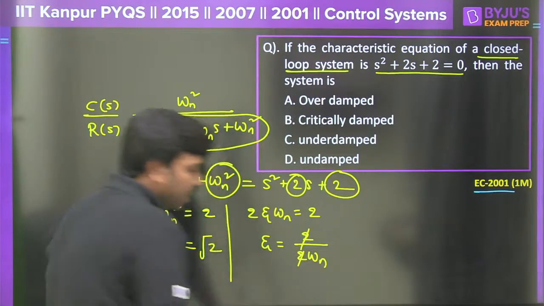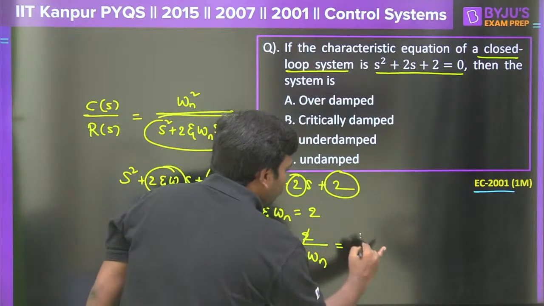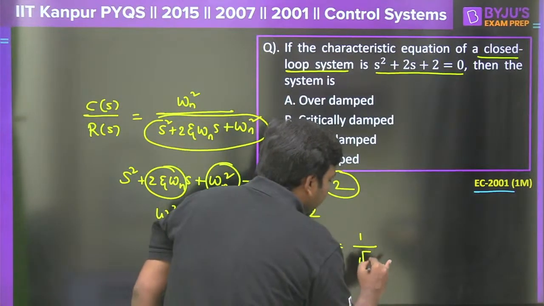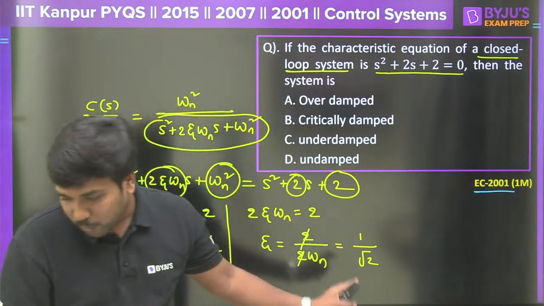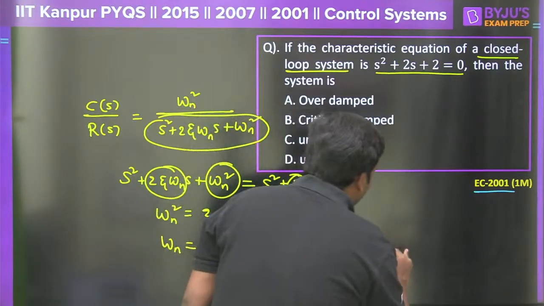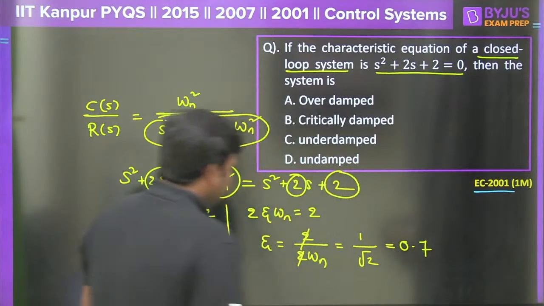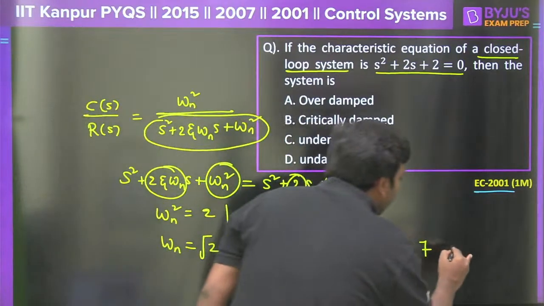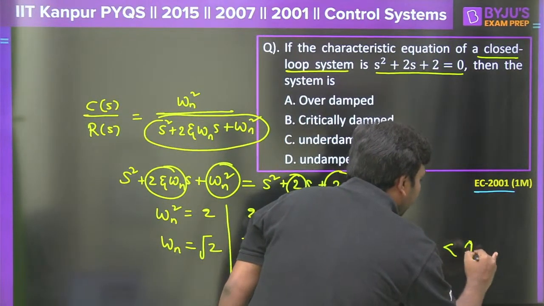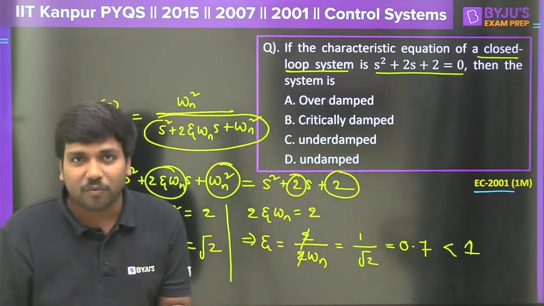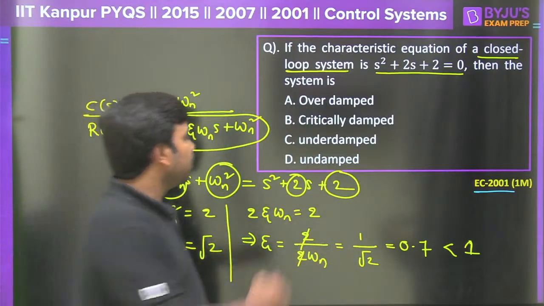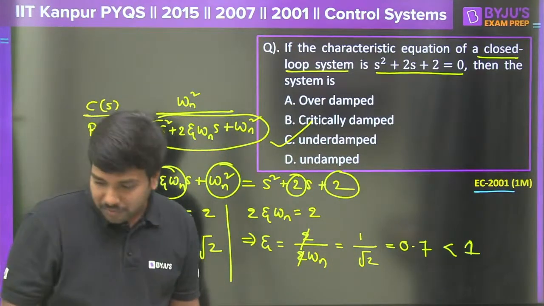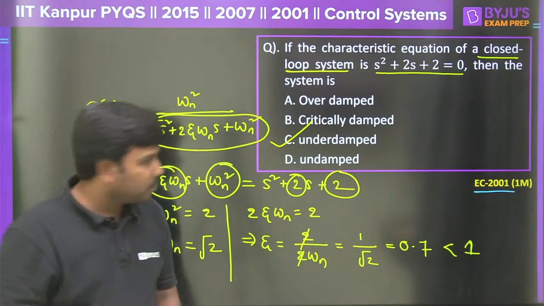So of course the 2 gets cancelled here. What will be there now? 1 by omega n. We have already seen that omega n is equal to root 2. So 1 by root 2, technically, is equal to 0.7. What does it mean? Zeta value is equal to 0.7, so it is less than 1. If the value of zeta is less than 1, what is this called? This is called an underdamped system. Clear? Very good. Many students have already answered. Nagarjun Reddy has kept the answer as C.